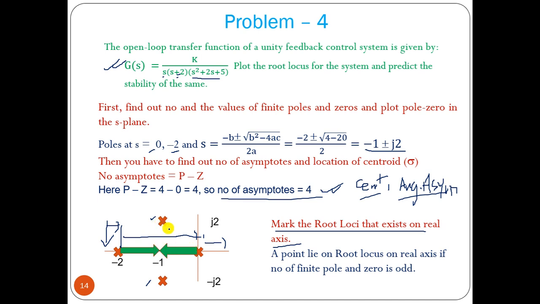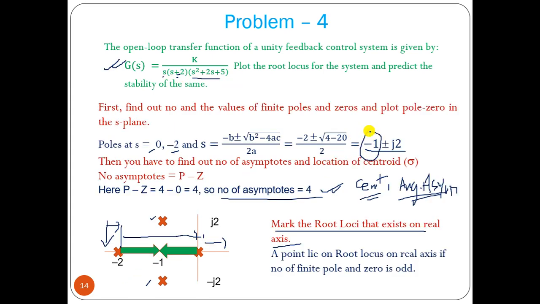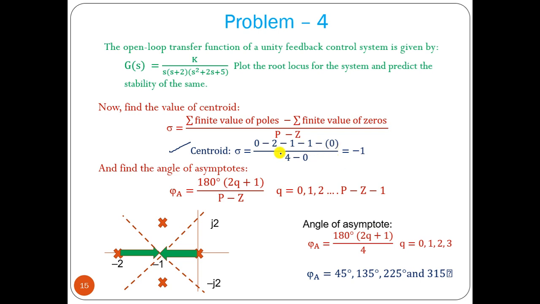Now we have to find out how this pole breaks away, and it should go along the asymptote line to infinity zero. Now what you have to do is find out the centroid and angle of asymptote. If you want to plot that, centroid means, what is the formula? 0 minus 2 minus 1 minus 1, that is the real part of the poles. 0 is 0, so it will be minus 1. So minus 1 is the point where we have the asymptote.